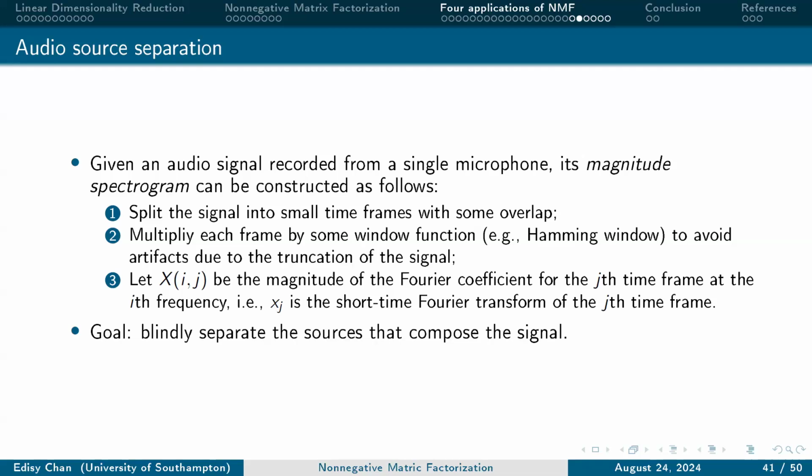We're talking about audio signals, right? So we can take the Fourier transformations of those time frames, the short-time Fourier transformations to be more precise. Now the Xij will be just the magnitude of the Fourier coefficients for the jth time frame at the ith frequency. Our goal for audio source separation is to blindly separate the sources from the composite signal.